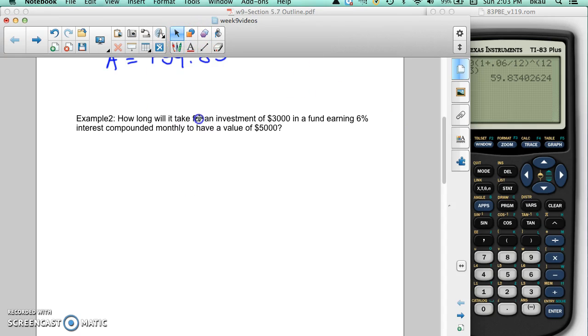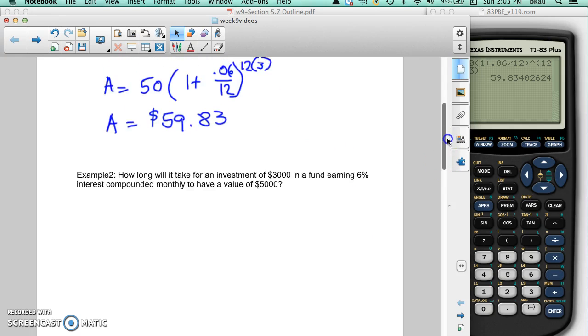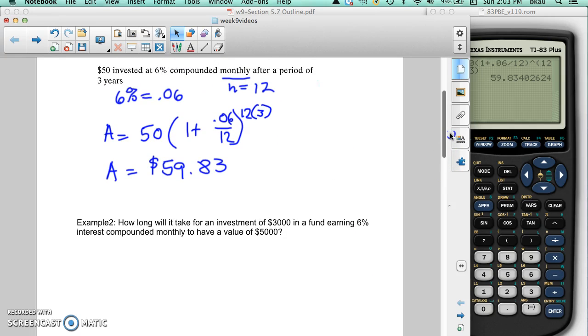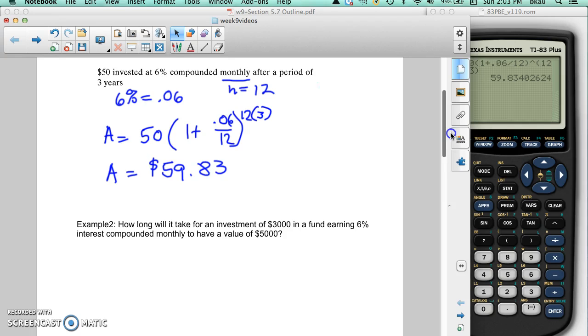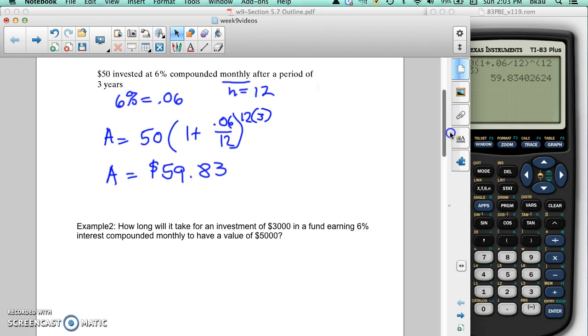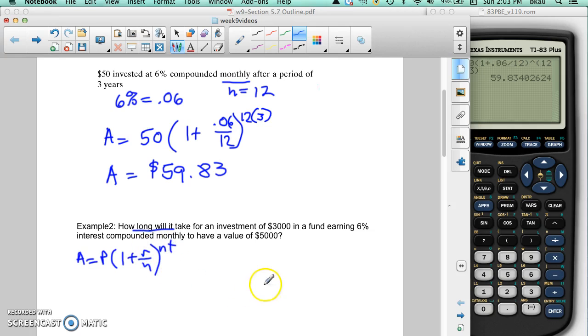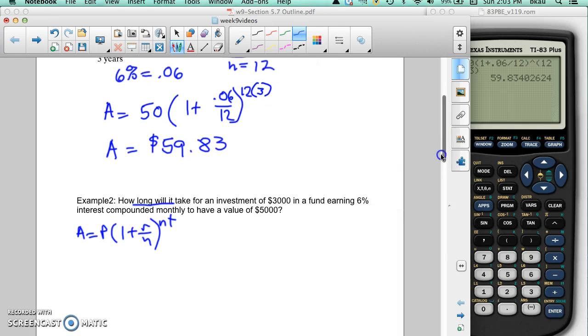Let's move it up a little bit. So in this problem, we're going to invest $3,000, earning 6% compounded monthly, and we want to have a value of 5,000. That means we want the future value to be 5,000. So in this case, we're looking for time. How long does it take? We're looking for t in the formula. Here's the formula again. Looking in the formula, we're going to have everything except for t.